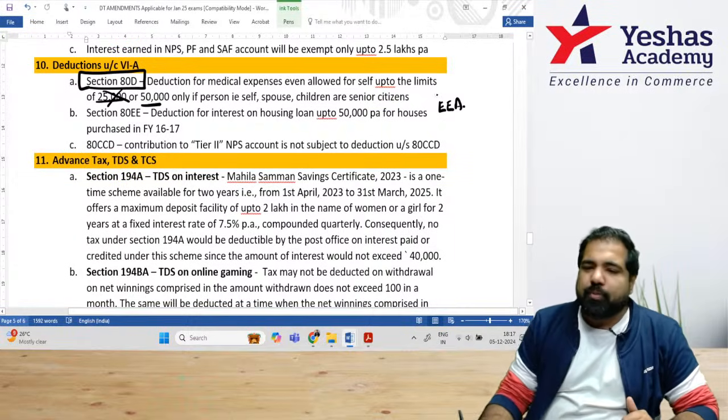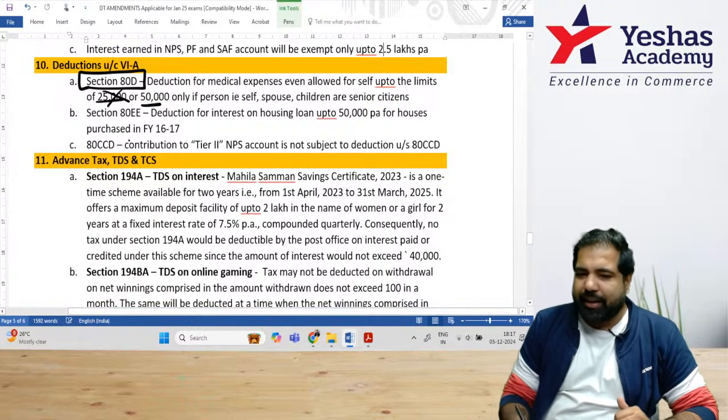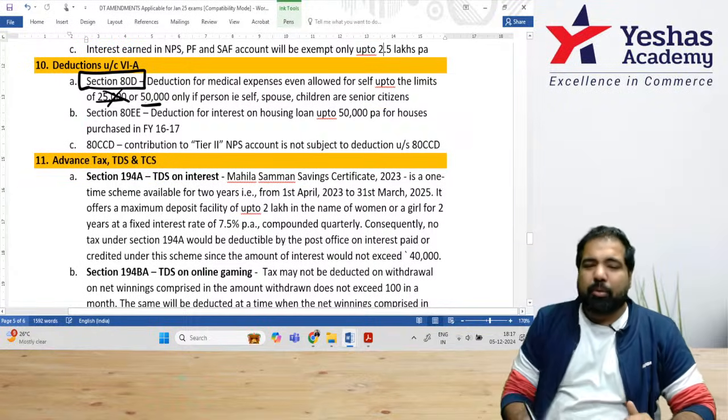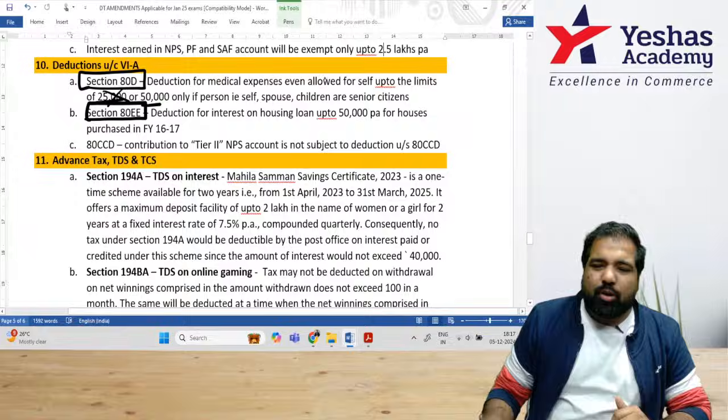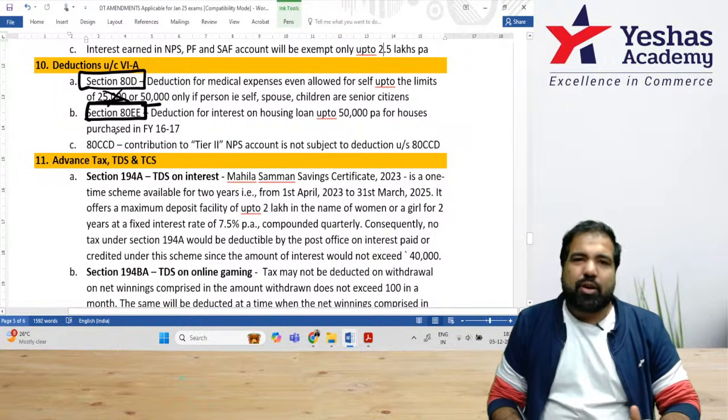And we had joked about it that before this, there was a section called 80EE. Let's talk a little bit about that, because what if that comes in the exam? I have a rare chance of it coming in the exam because this is the same interest on housing loan.